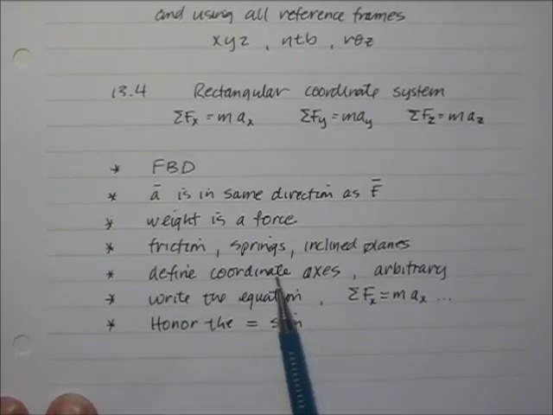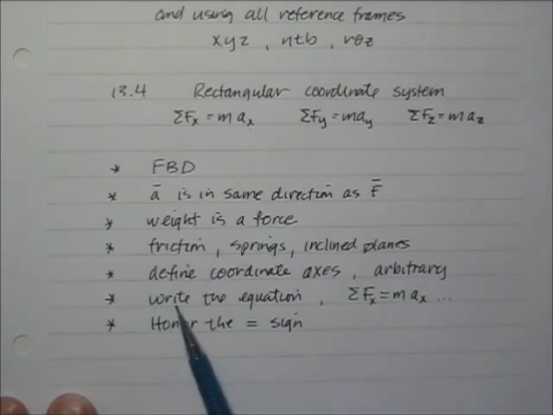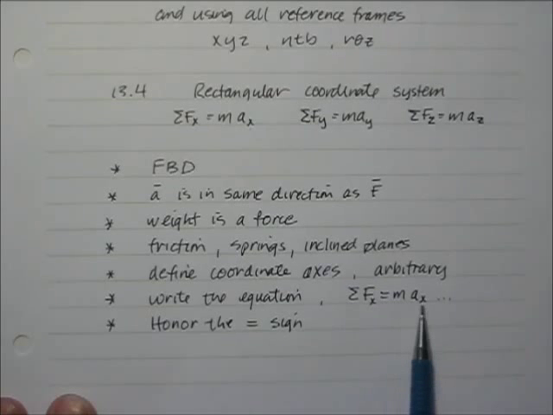The first thing we do is define the coordinate axes. They can be arbitrary, not fixed to a particular x, y, z direction, just as long as we're consistent throughout the problem. We need to write the equation F equals ma and honor the equal sign. What this means is that whatever we put on this side of the equation, we need to keep on that side of the equation. These are the forces, and on this side is the mass times acceleration, in other words, the results of the forces. We need to keep it in this form until we get all the numbers in there, and then we can do some algebra and simplify it.